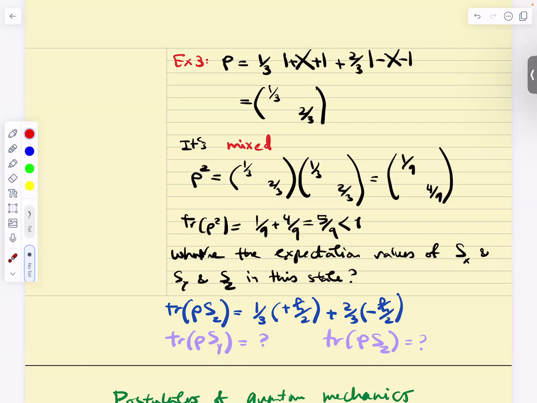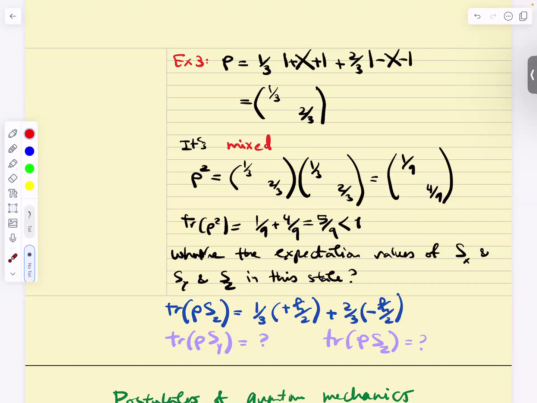What are the expectation values of Sx, Sy, and Sz in this state? Tell me how to calculate it. Say Sz. How do I calculate it? I calculate trace of rho Sz. Right? Here we go. Here's a calculation. You're going to do a million such calculations by the end of the semester.